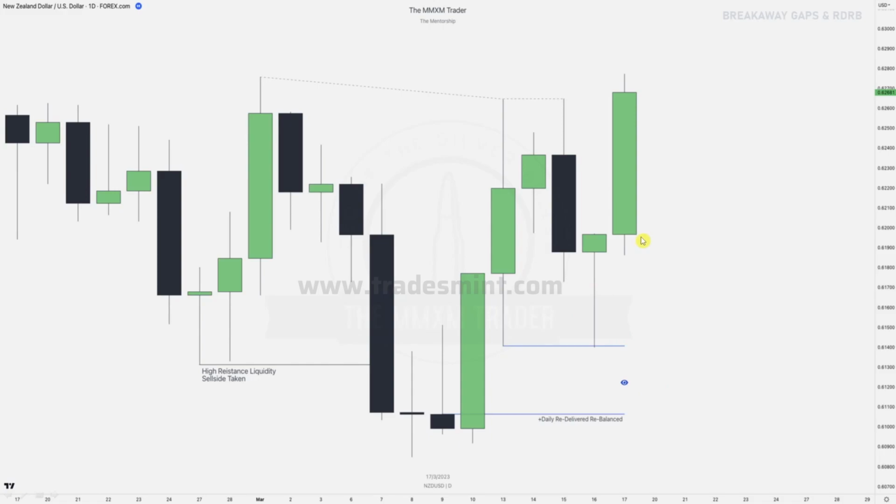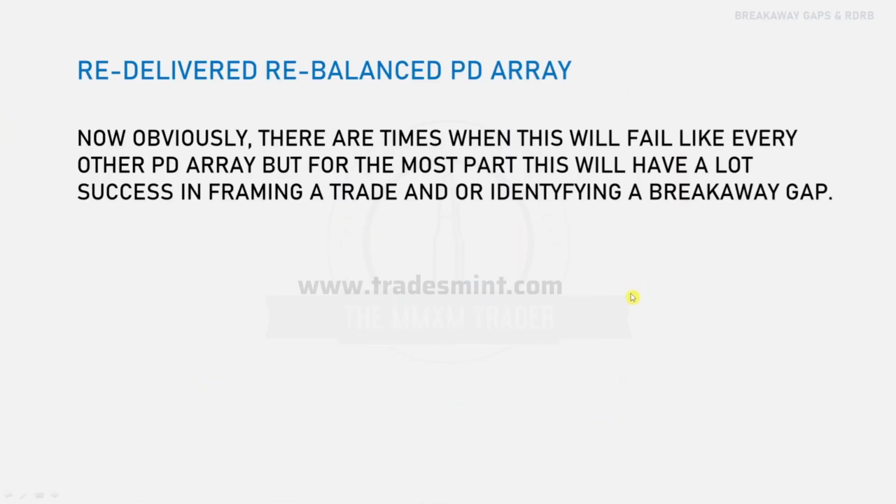Think about drawn liquidity. We have this failure swings into external range liquidity and eventually we hit that target. Now obviously there are times when this will fail like every other PD array, but for the most part this will have a lot of success in framing a trade and identifying breakaway gaps.